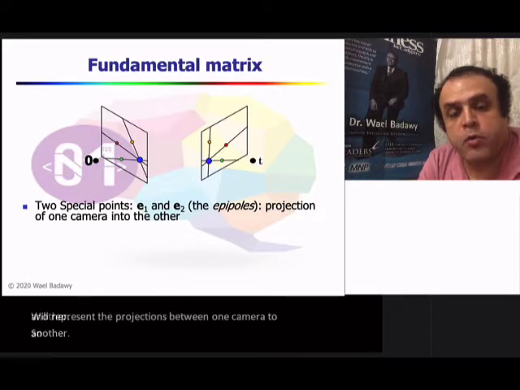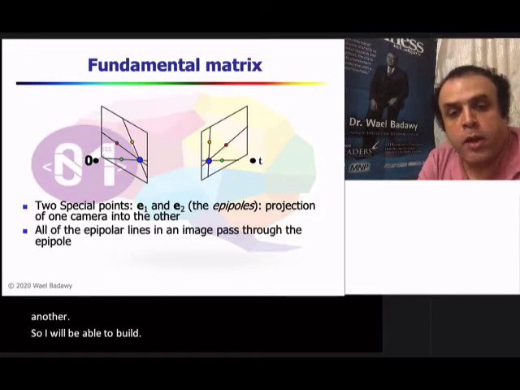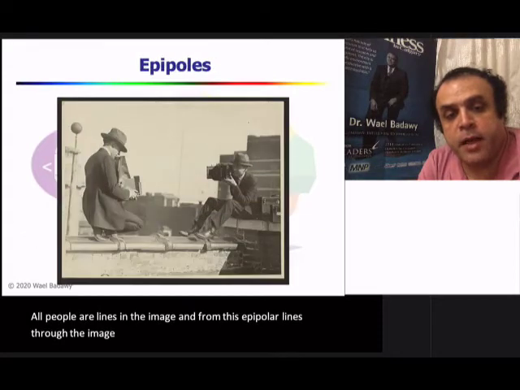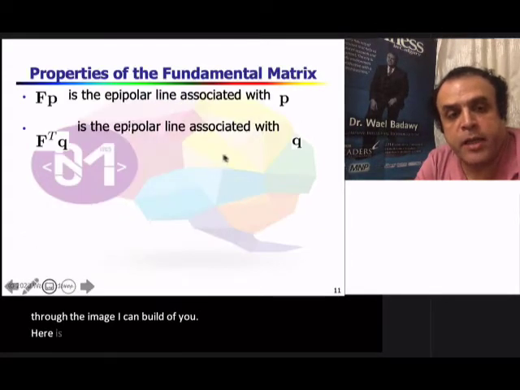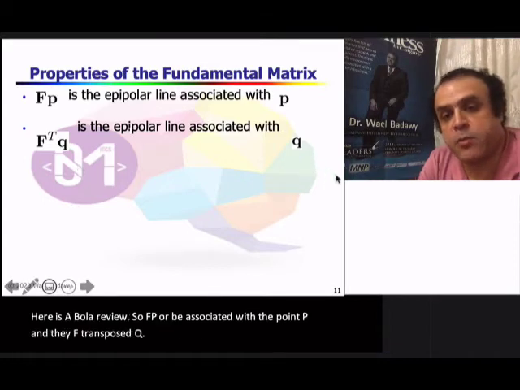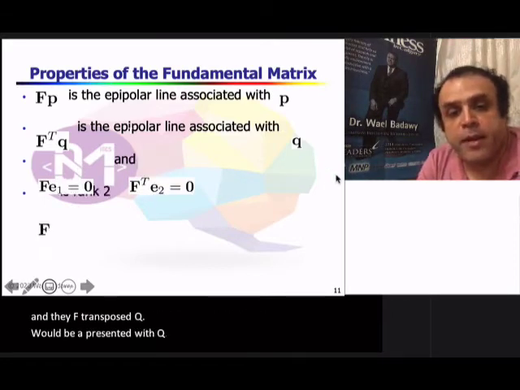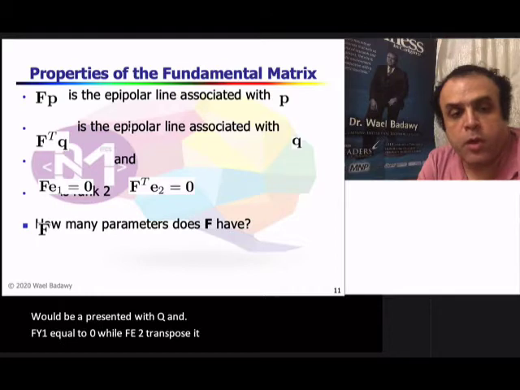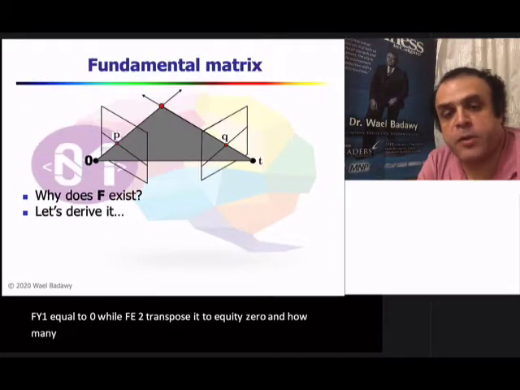So I will be able to build all epipolar lines in the image, and from these epipolar lines through the image I can build a view. So here is the epipolar view. So FP will be associated with the point P, and F transpose Q will be associated with Q, and F E1 equal to 0, while F transpose E2 equal to 0. And how many parameters do we have in the matrix F?